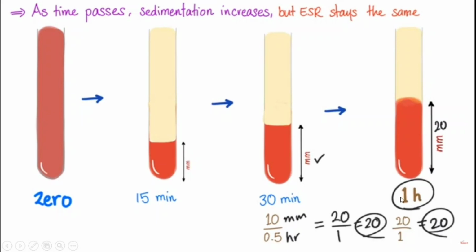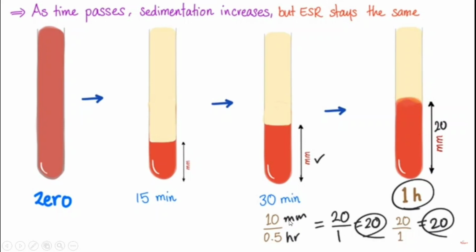And in 1 hour, the length of the sedimentation is 20 millimeter, and if you put it in the formula of the rate, the length which is 20 millimeter with the time 1 hour, we also get the same rate of 20.